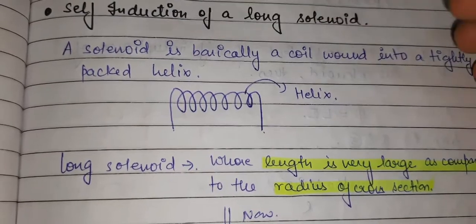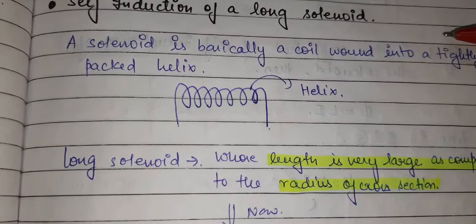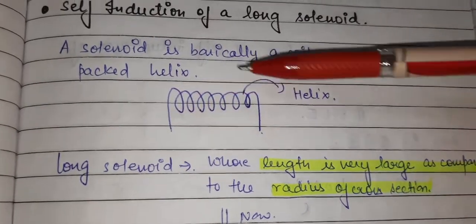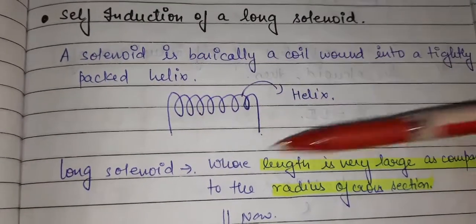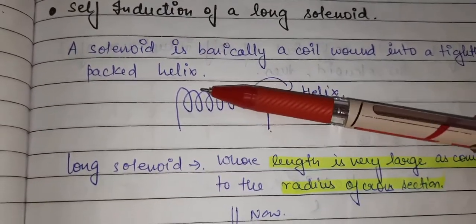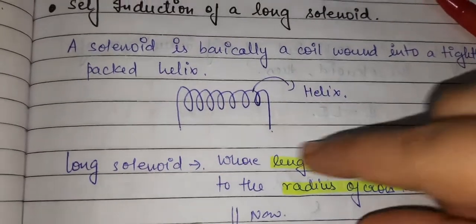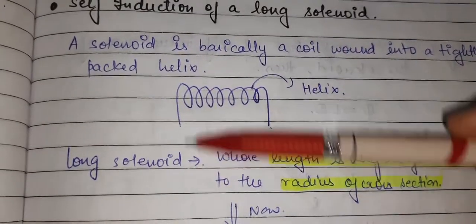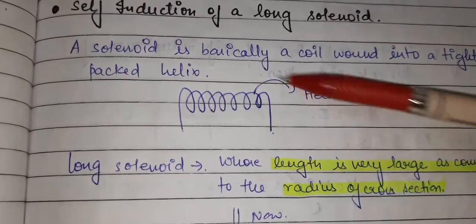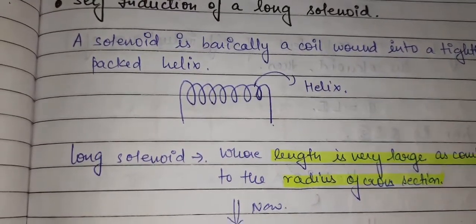So let us start with the solenoid. What is basically a solenoid? It is basically a coil wound into a tightly packed helix. We all know the helical structure of a solenoid, the spiral shape, that is very compact in size. The spirals of each and every coil are very close to each other, and the spiral of every coil makes a helical structure known as a helix. The solenoid looks like a helix only.